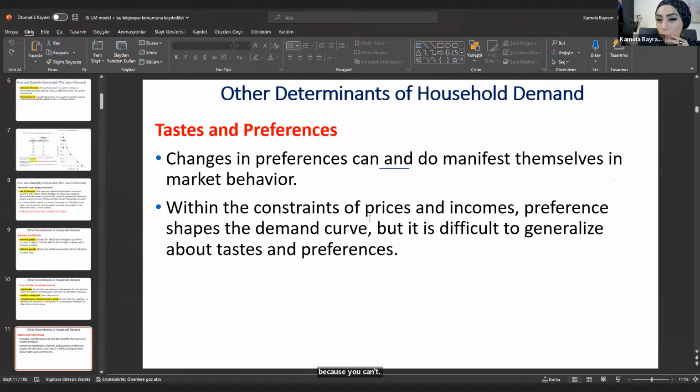Within the constraints of prices and incomes, preference shapes the demand curve, but it is difficult to generalize about taste and preferences. It's really difficult, because income is predictable and I can measure that. Expectation, on the other hand, is also difficult to measure, but it is mainly interlinked with the political situation in the world, geopolitical things, and so forth. But when it comes to taste and preferences, let me give you my example.